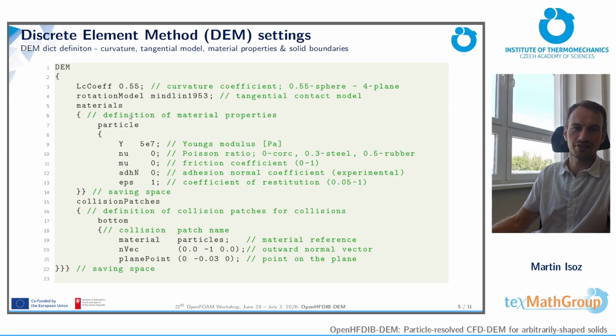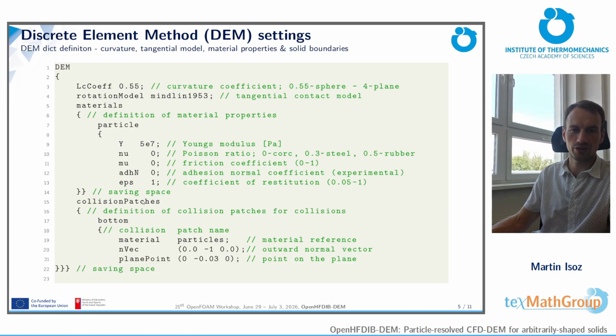And we can define materials. As said before, each material has its own name. So we have this particle material, which has Young modulus, Poisson ratio, friction coefficient, and coefficient of restitution. And in here we have standard ranges for all of these. There is one more entry, adhesion normal coefficient, but this is kind of an experimental feature at the moment, so I will not go into detail on that.